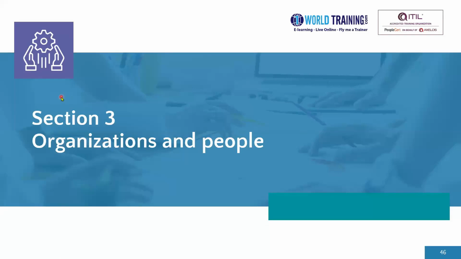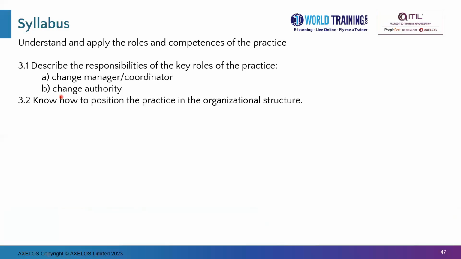We are now in section 3, the organizations and people dimension of change enablement. For the exam, the syllabus is to understand and apply the roles and competencies of this practice. In particular, we will be describing the responsibilities of the change manager, the change coordinator, and the change authority. And also we will discuss how to position this practice within the organization structure.